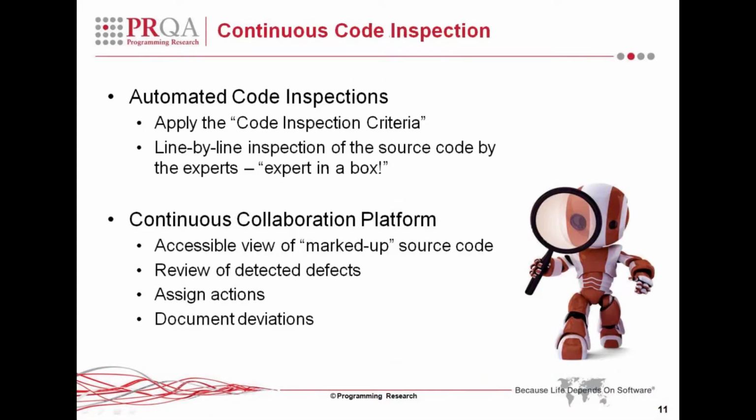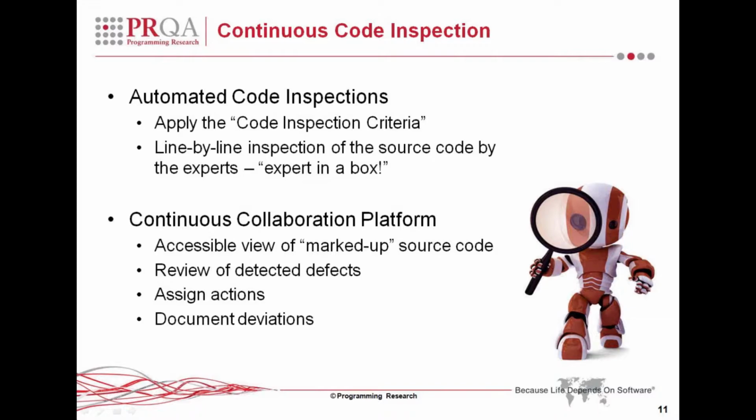So the idea behind this is what we call continuous code inspection. And there are two key pieces or two key tools that are required to make this type of inspection process possible without being as resource intensive as it is when it is done manually. First is what we call an automated code inspection tool.